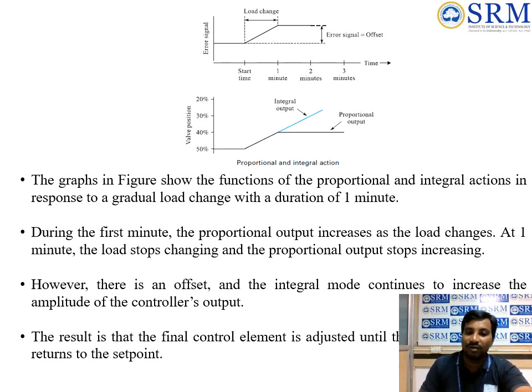During the first minute, you can see in the graph, the proportional output increases as the load changes. At 1 minute, the load stops changing and the proportional output stops increasing. However, there is an offset and the integral mode continues to increase the amplitude of the controller output. The result is that the final control element is adjusted until the control variable returns to its zero position.